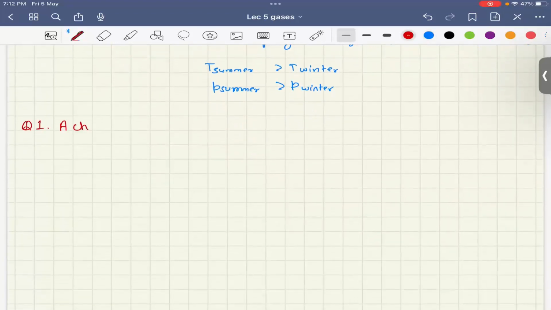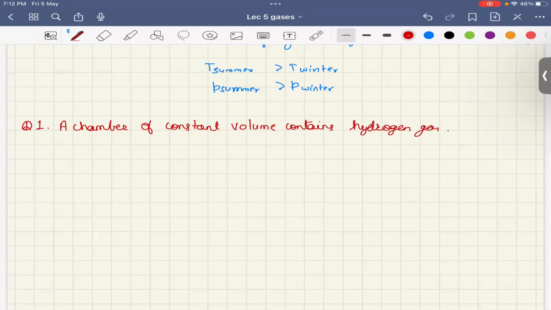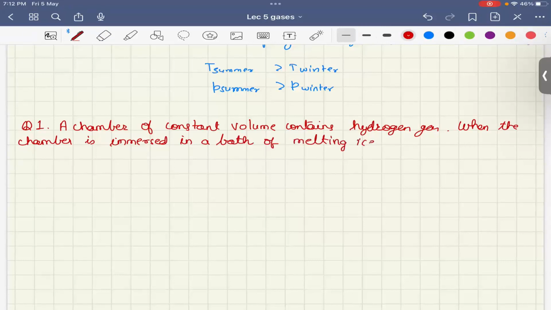First question: a chamber of constant volume contains hydrogen gas. When the chamber is immersed in a bath of melting ice, which is at 0 degrees centigrade, the pressure of the gas is 1.07 into 10 raised to power 2 kilopascal.